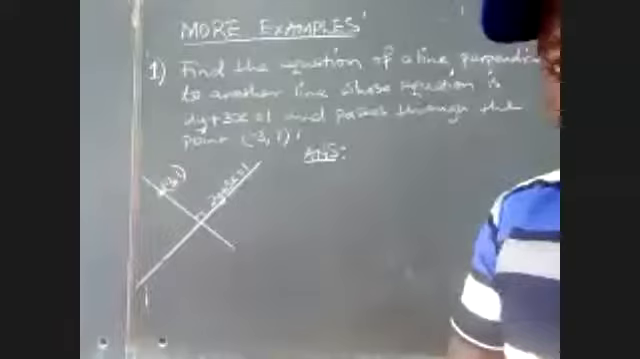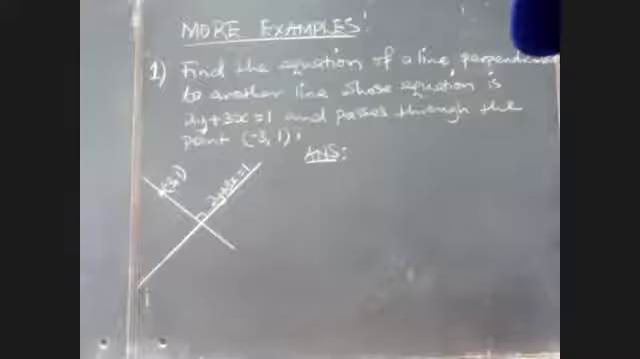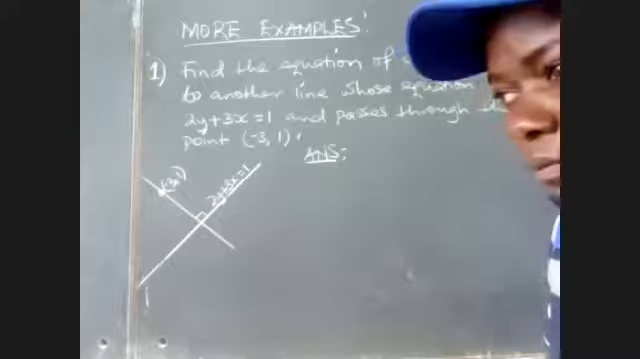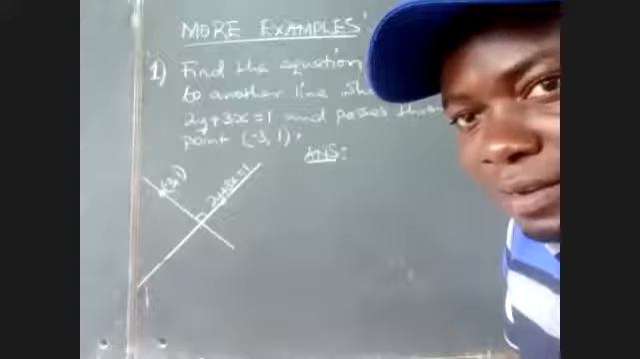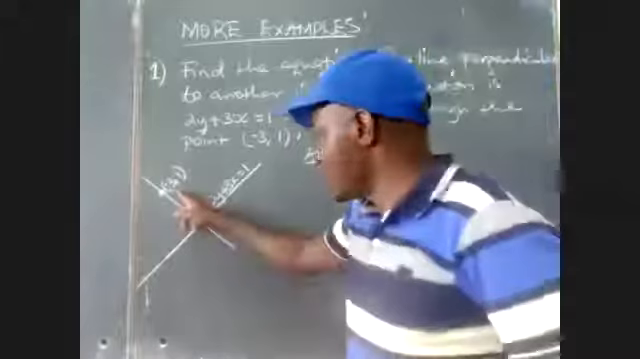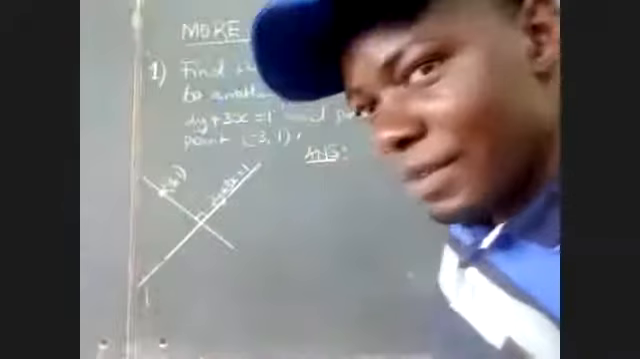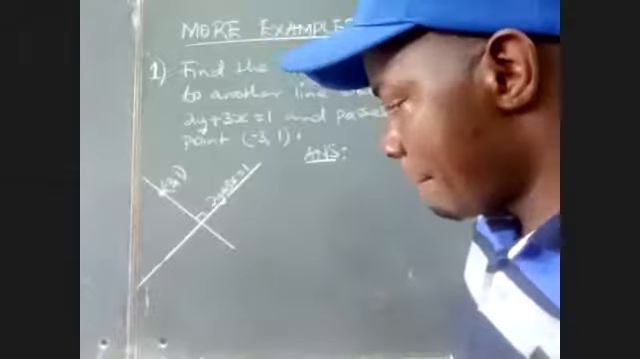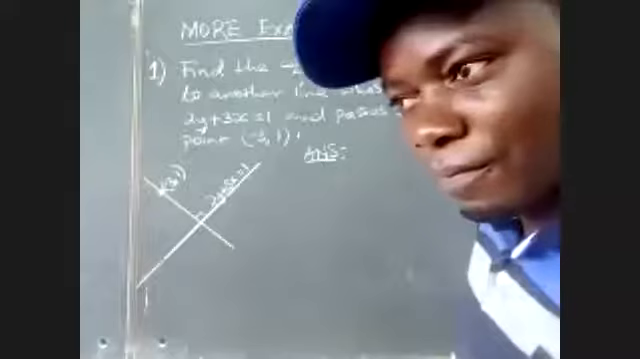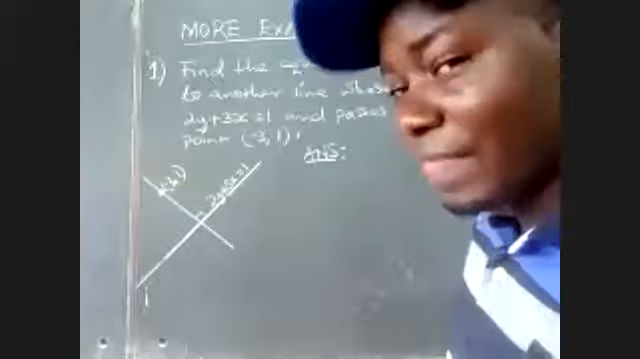Teacher, I think we should find the gradient of that other line. We use the formula. We find the gradient of that one with 2y plus 3x equals 1, and then we multiply it by, let's say, m2, and then we say it equals negative 1. Okay, that's very good. Let's first get the gradient of this line.